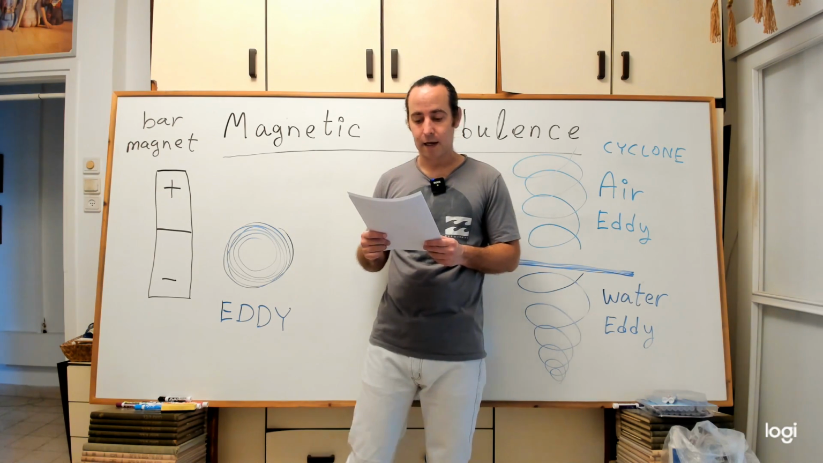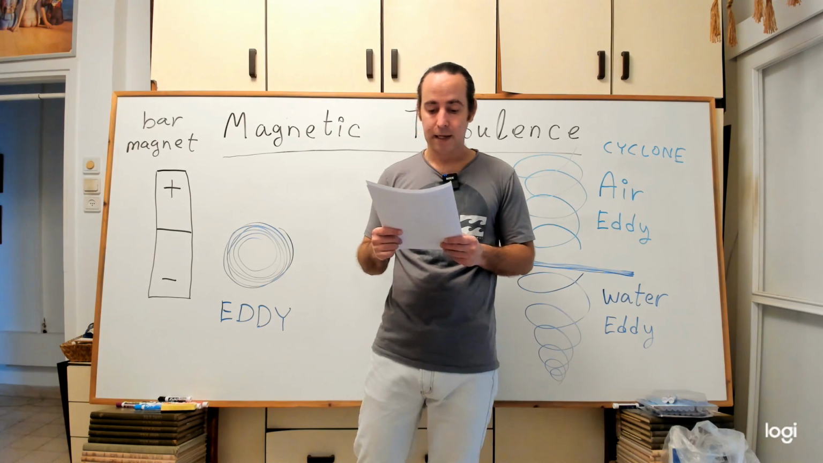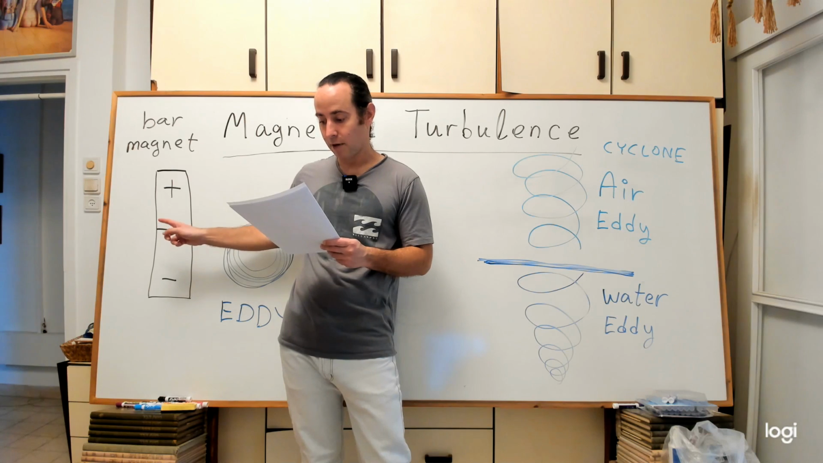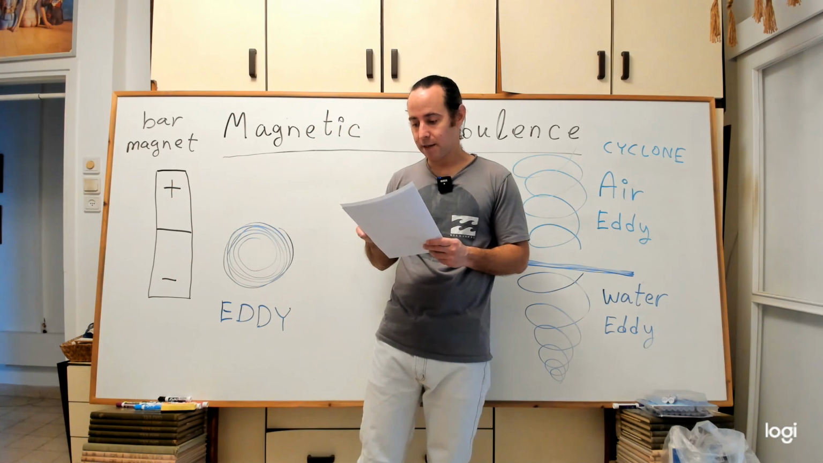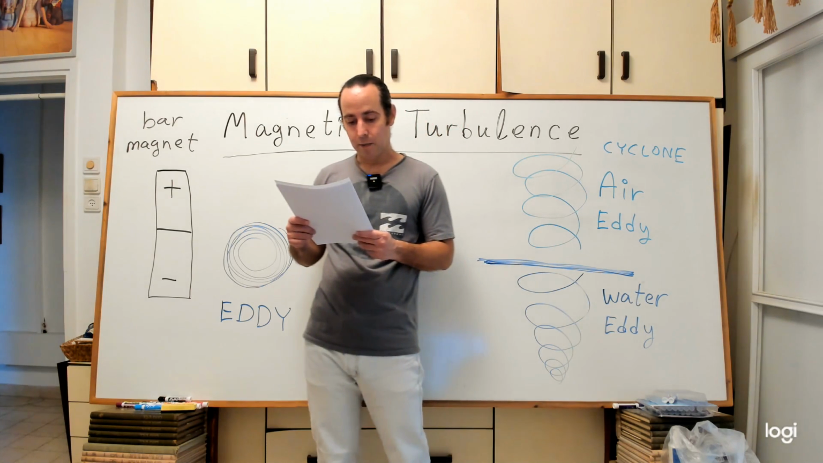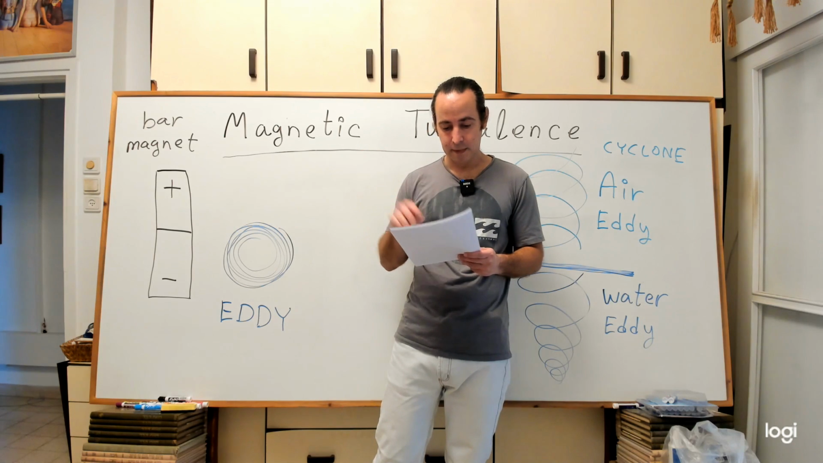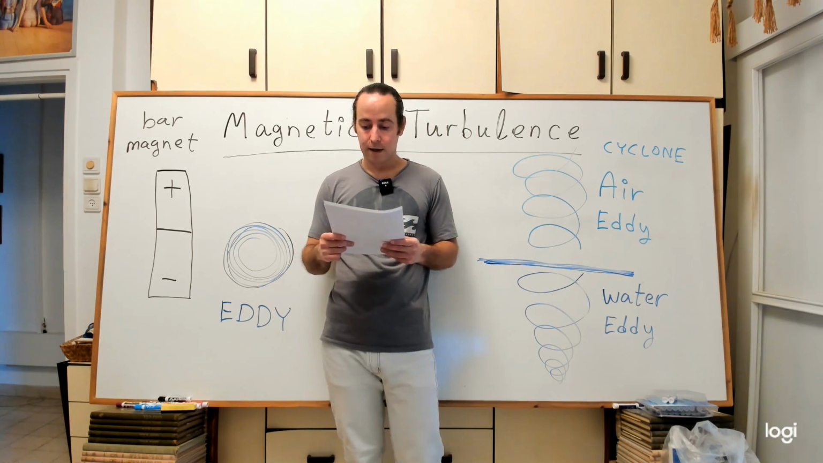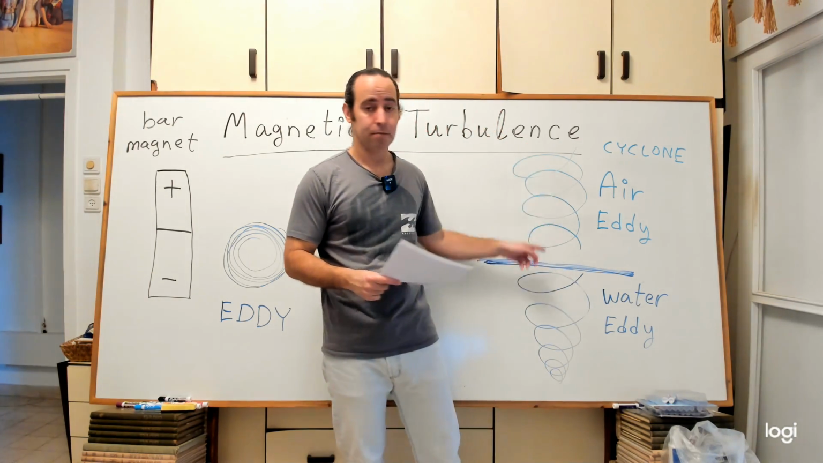Now back from the analogy to the subject. Let's assume that the magnetic energy doesn't just go from the plus side to the minus inside the magnet, but instead, when we are creating a magnet in our 3D world, then an opposite magnet is automatically created in the fourth dimension, like the eddy in the air.